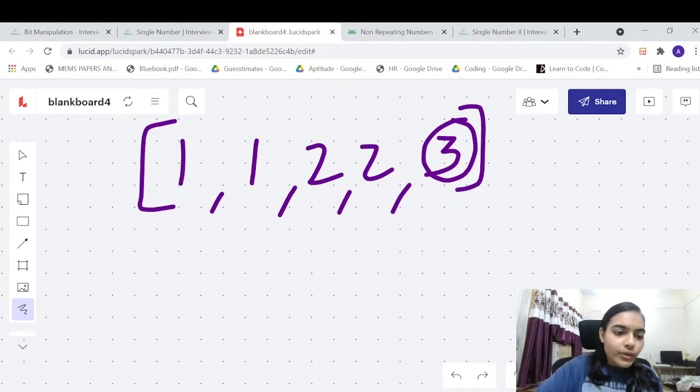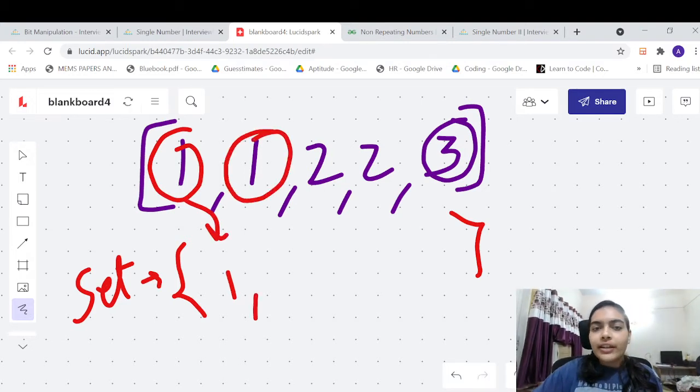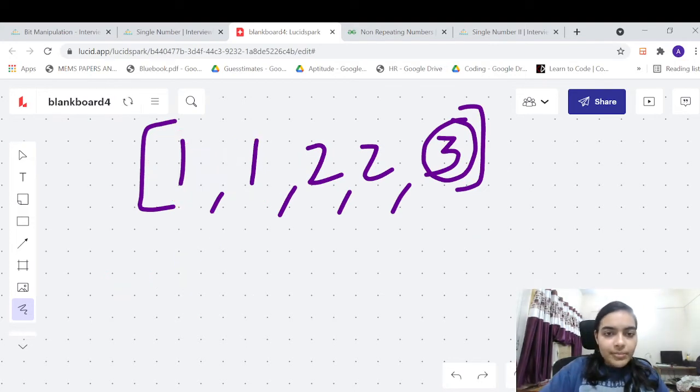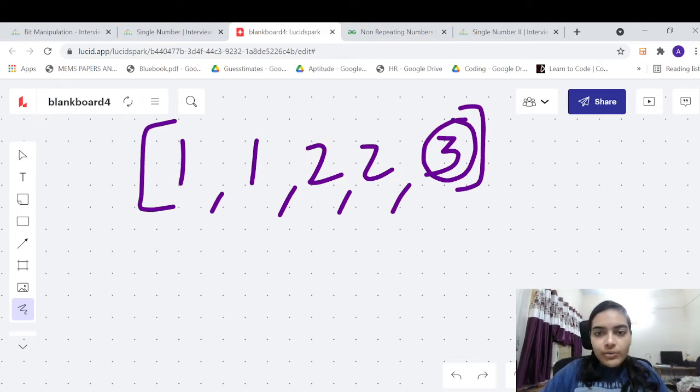Or you can do it using a set data structure. So you can put 1, right? Next time you see 1 in the set, you know that 1 is not the answer because 1 has already appeared. Similarly, you can put 2. Next time you again see 2 in the set, so you know that 2 is not the answer. You will see an element which is unique, right? It has never appeared before in the set. So 3 is the answer.